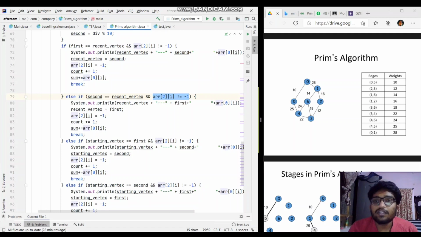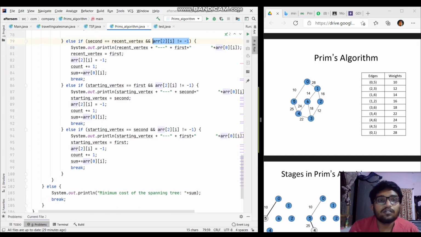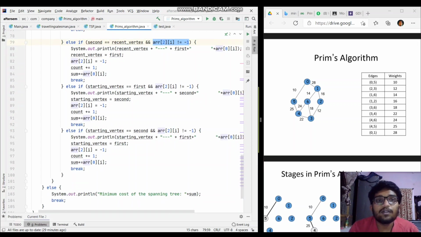There is another possibility that we can include an edge to 0 also, right? 0 is also a free vertex. So for that one, I have another two conditions: starting vertex equal to first or starting vertex equal to second, I mean the first digit or second digit. For that I have another two conditions.